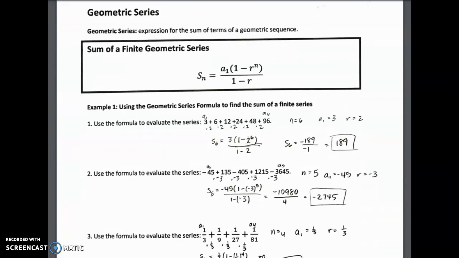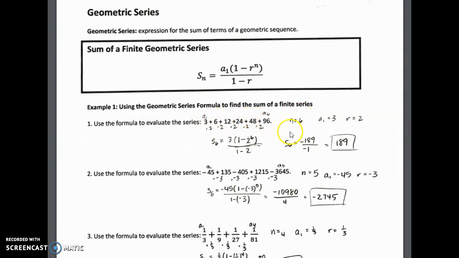Let's talk about geometric series, which is the same thing, except now we're just adding all of our terms in our sequence. Here's the formula for finding the sum of a finite geometric series. So again, we need our common ratio, and we want our first term and the number of terms in our sequence. So that's just found by counting up how many numbers you have.